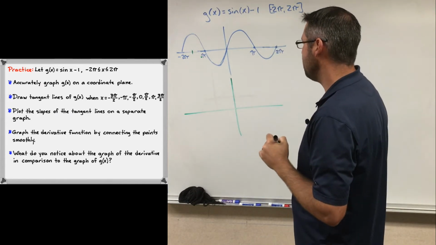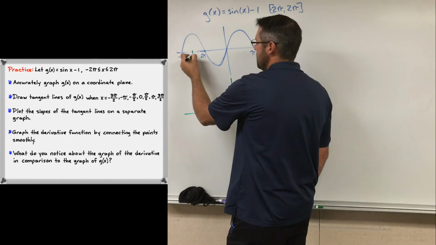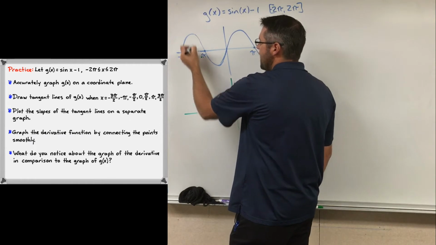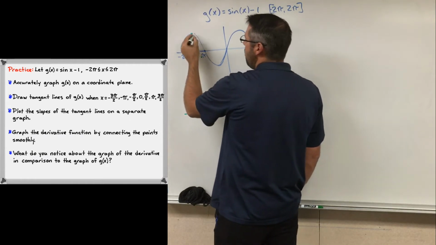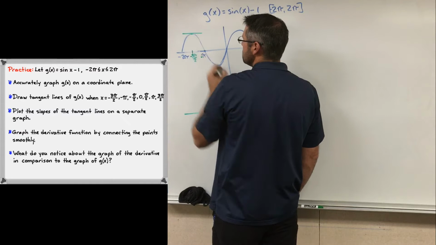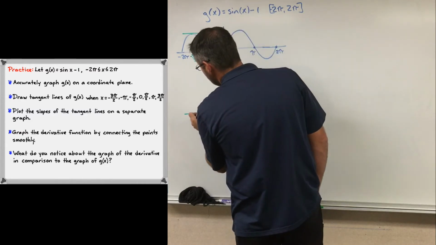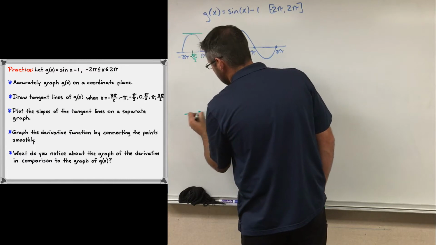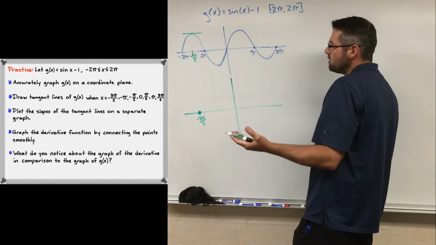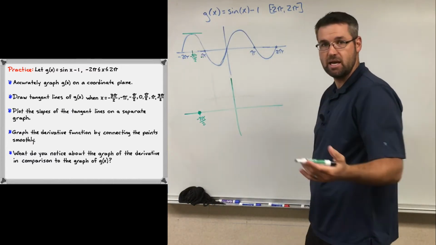That's going to be negative 3 pi over 2. At negative 3 pi over 2, what is the tangent line? Well, we can see it's a horizontal tangent line. So at negative 3 pi over 2, we have a 0 here, okay? Well, where else do we have a horizontal tangent line? That would be kind of nice to know.